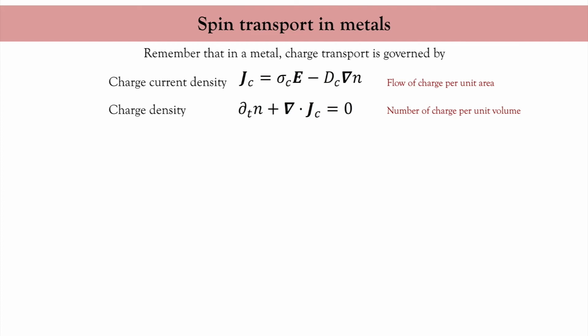We now have enough in our hands to enter the very heart of spintronics and consider spin transport. In the previous lecture, we have seen that in the drift diffusion regime, the charge transport is governed by the following equations. The first equation is the definition of the current density, that is composed of a drift term and a diffusive term. The second equation states the conservation of the charge density.